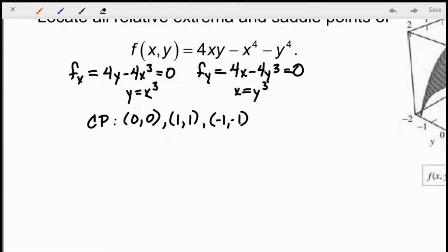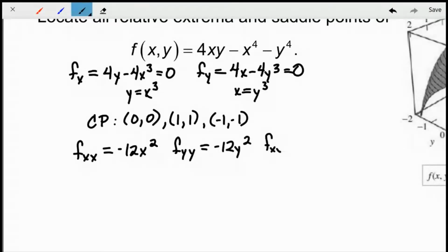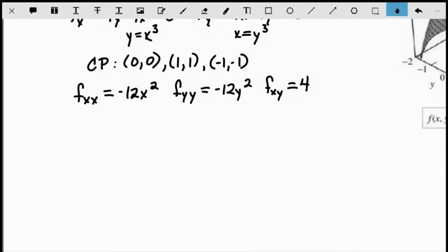Okay, so the last thing we need, we're going to do our second partials test. So we're going to need our second partials. So my second x partial is negative 12x squared. My second y partial would be negative 12y squared. And then my mixed partials are going to be equal to 4. Okay, so those are the partials that I have. Now notice we didn't get constants this time, so it's a little bit more work, but still fairly straightforward.